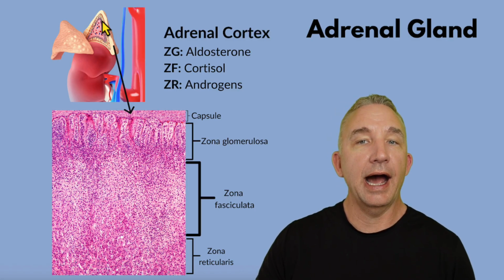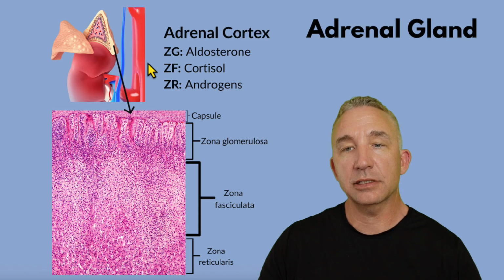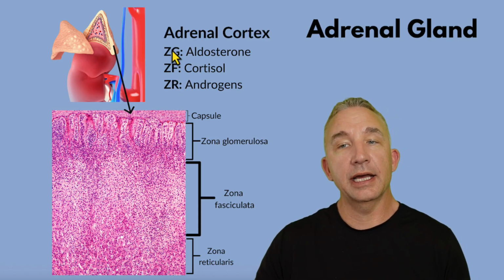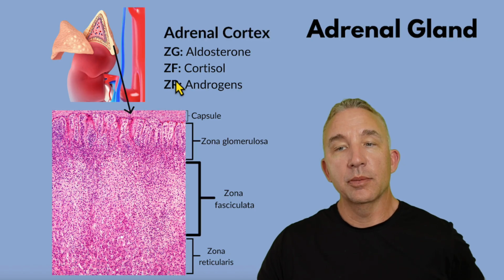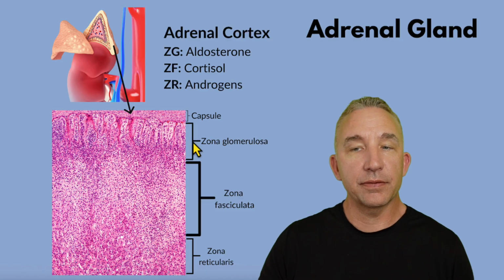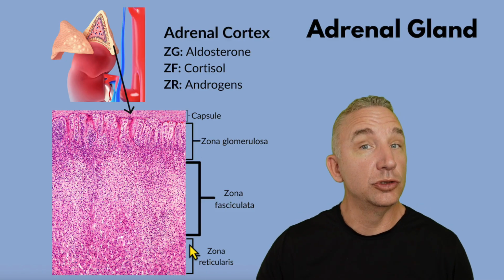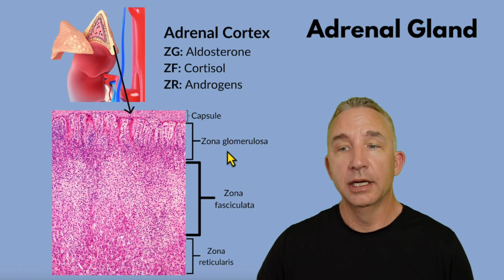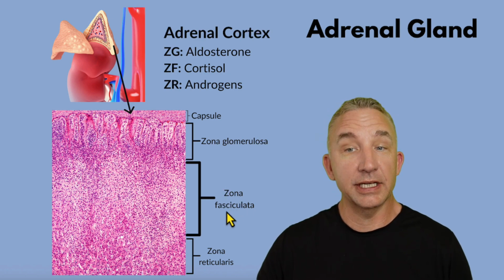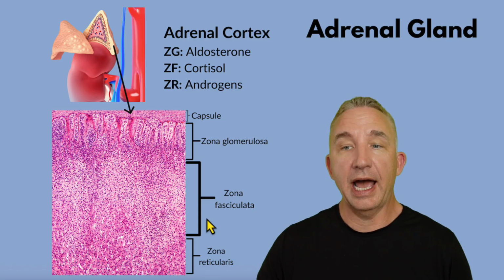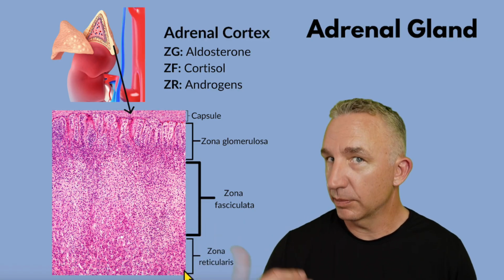So that outer region, the cortex, is actually organized into three what we call zones. And I abbreviated them here, but if I look at the outside of it from a histology point of view, the outside's the capsule, and then I have three regions or zones to just the cortex itself. Zona glomerulosa, then I have zona fasciculata, and then I have zona reticularis. After these three zones, then I'd hit the medulla.